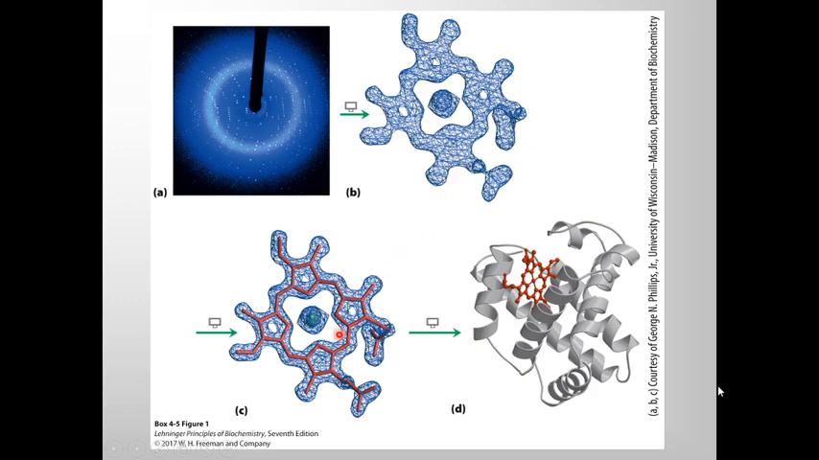Regions of greatest electron density reveal the location of atomic nuclei, and this information is used to piece together the final structure. Here, the structure of heme, H-E-M-E, the one that I talked to you about in the previous slide, is modeled into the electron density map. And this will be found in the interior of the protein. The same way, all these proteins are modeled from the electron density map.